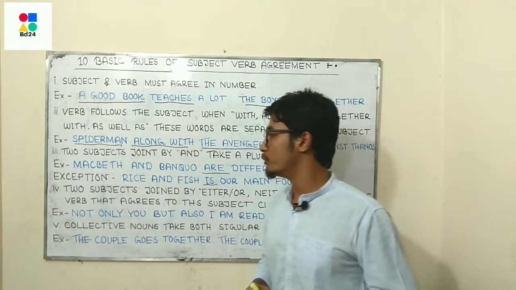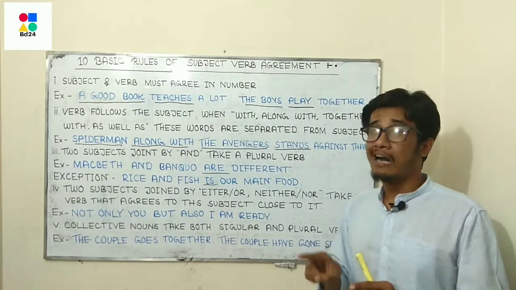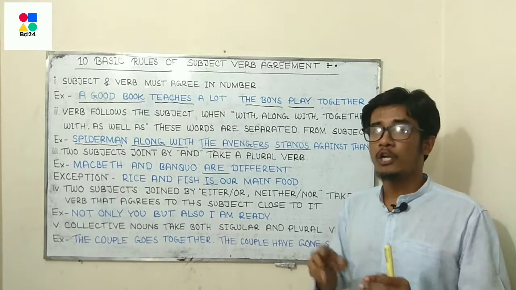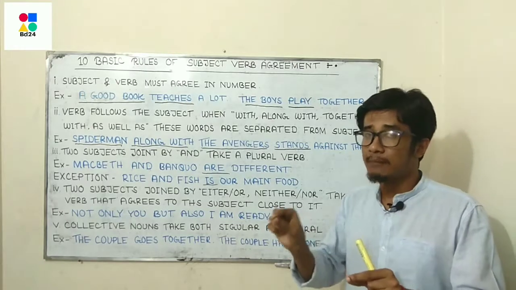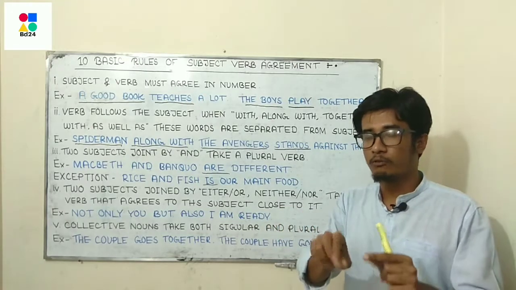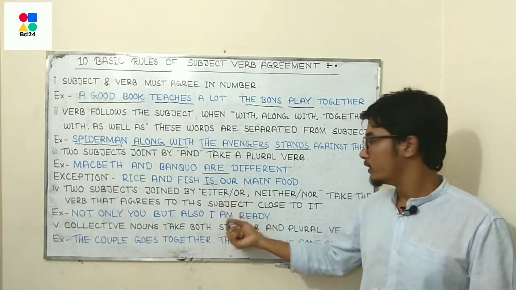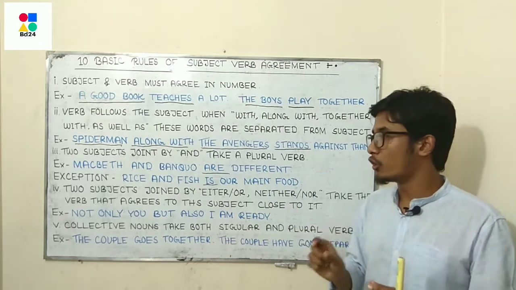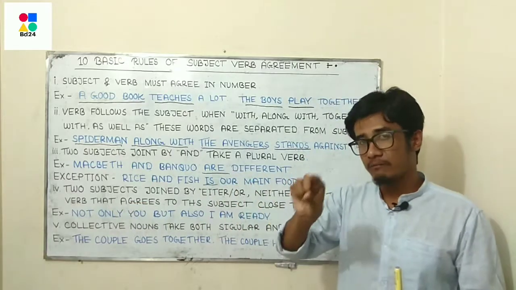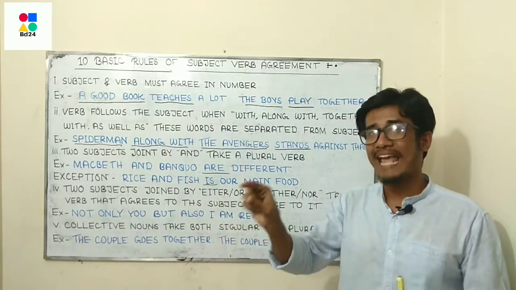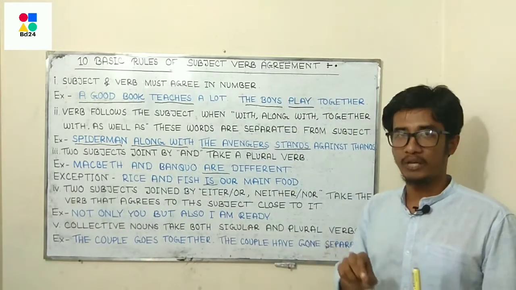So let's move on to the fourth rule. The fourth rule says that two subjects joined by either or, neither nor, not only but also, or nor, the verb agrees with the subject which is close to it. If in a sentence we see either or, neither nor, or nor, not only but also, then the verb will agree with the closest subject.